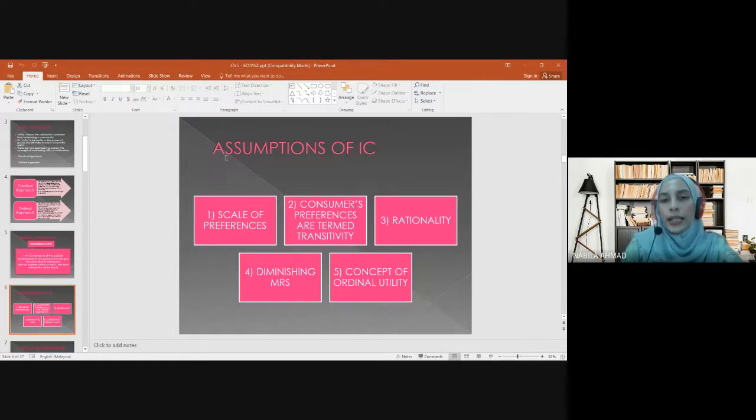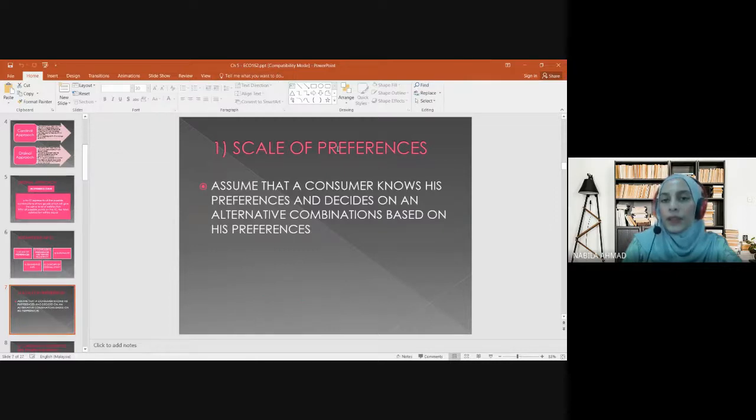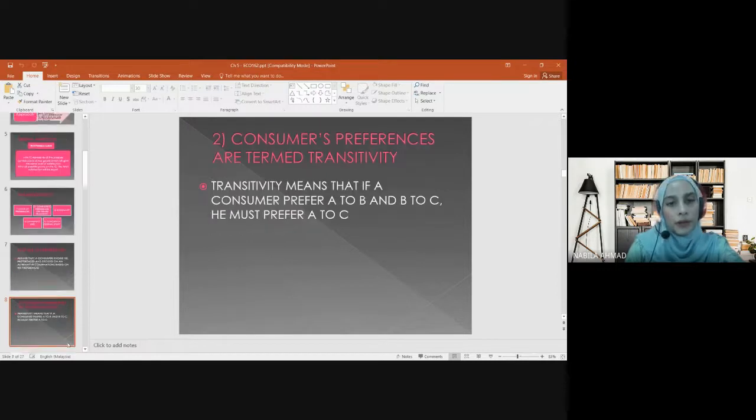Okay, so kita ada assumptions of indifference curve. So we have 5 assumptions. Scale of preferences, consumer preference are termed transitivity, rationality, diminishing marginal rate of substitution, and the concept of ordinal utility. Okay, what is scale of preferences? We assume that consumer know his preference and decides on an alternative combinations based on his preference. Maknanya, consumer tahu apakah dia punya taste and preference.